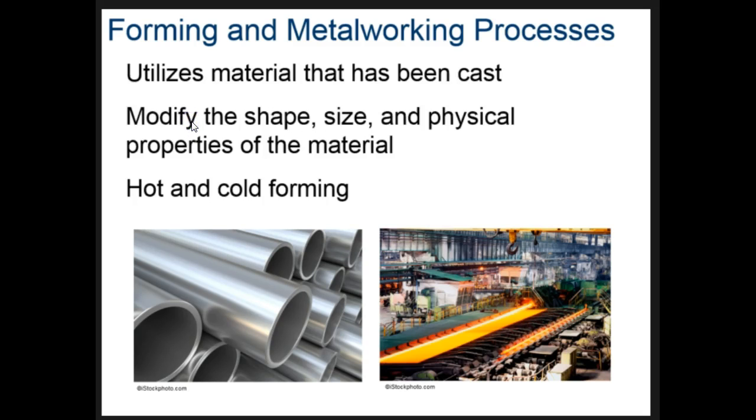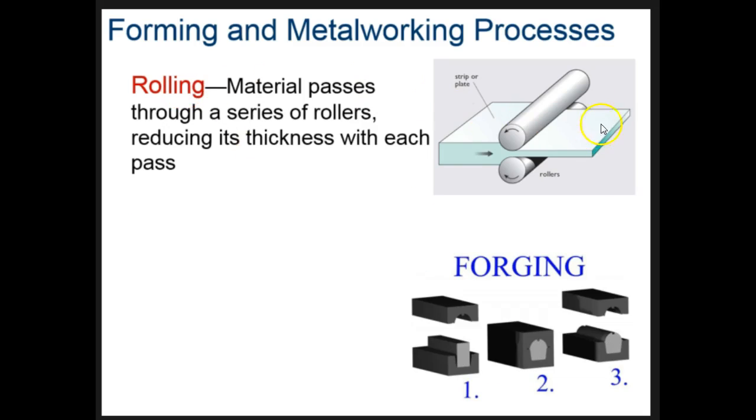Okay, our second kind is forming and metalworking. And these utilize materials that we've already cast. So we've already cast something in the previous step, and now we're going to modify the shape of these: the shape, the size, the physical properties. And there's two different kinds, cold and hot. The first one is rolling, and this is what rolling does. We basically start with a thicker material on this side, and then we run it through rollers, and it ends up thinning it out. That's rolling.